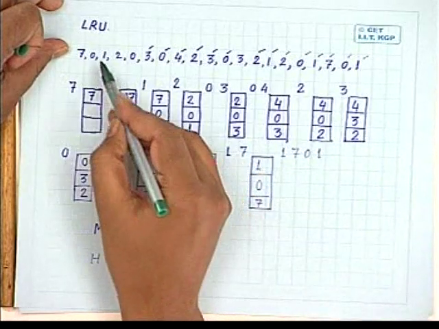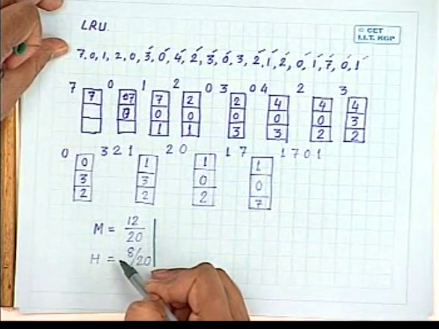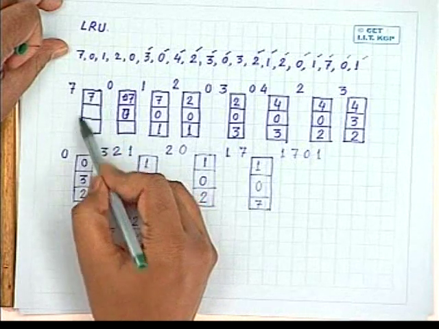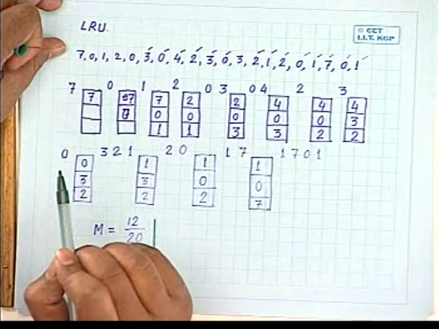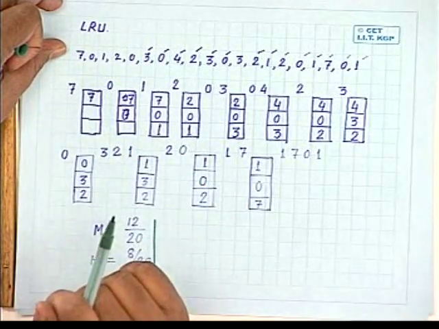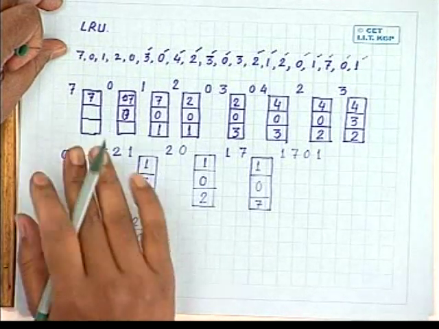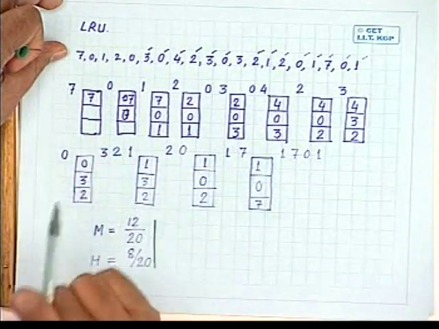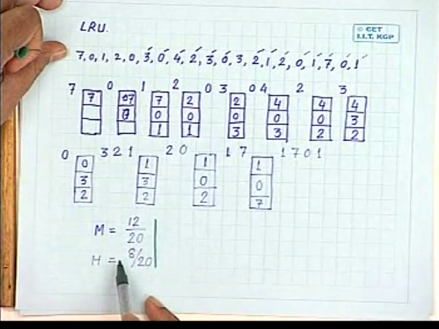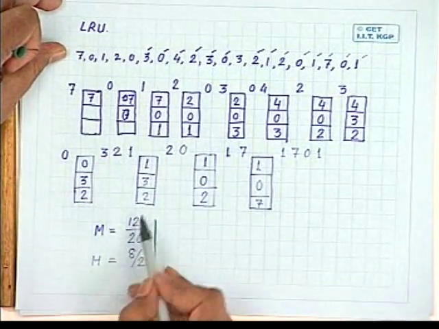In all these different page replacement techniques, we have assumed that initially we have three frames available for accommodating pages. If you increase the number of frames available for accommodating pages, you will find that the hit ratio will increase and the miss ratio will decrease.